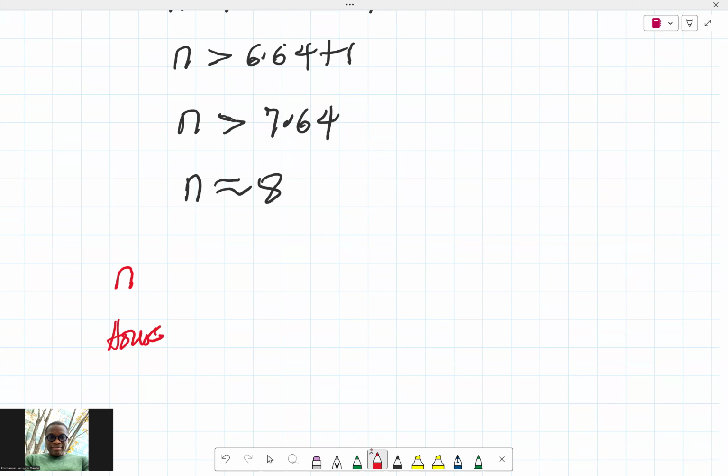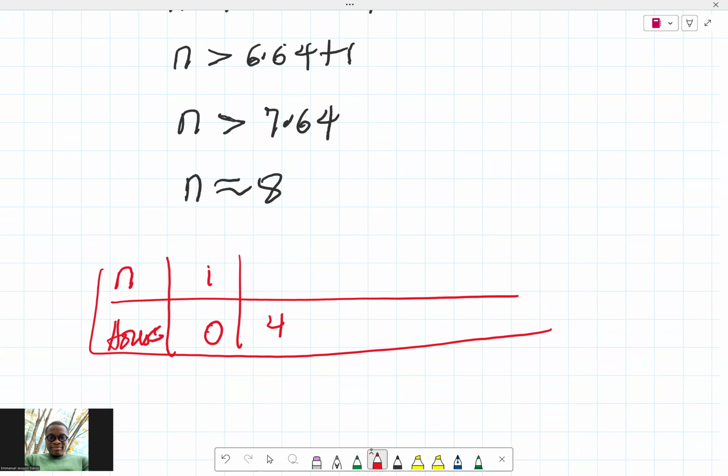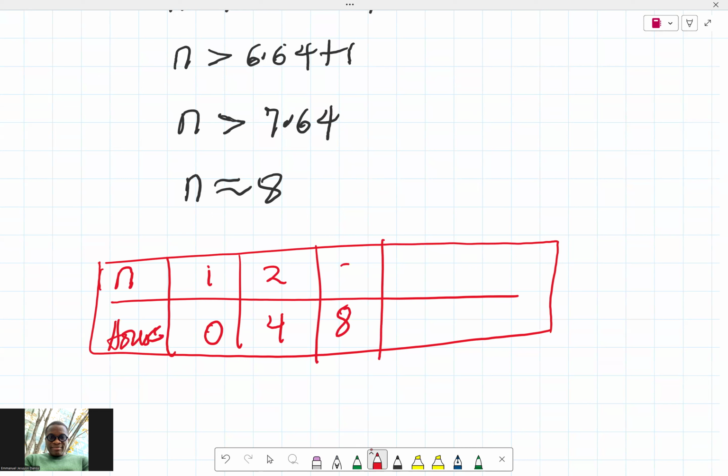At 0 hours, n is 1. Then after 4 hours, we know that n is 2. Then after another 4 hours, making 8, n is 3. After 4 hours, that is 12, n is 4. After another 4 hours, that's 16, n is 5. After 4 hours, that's 20, n is 6.